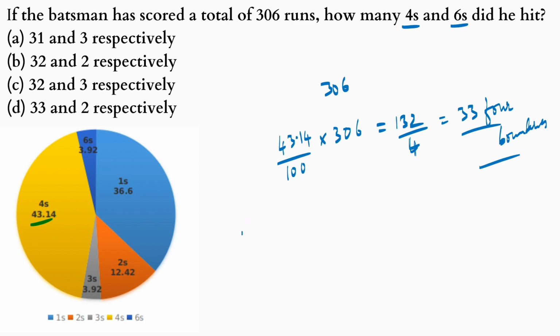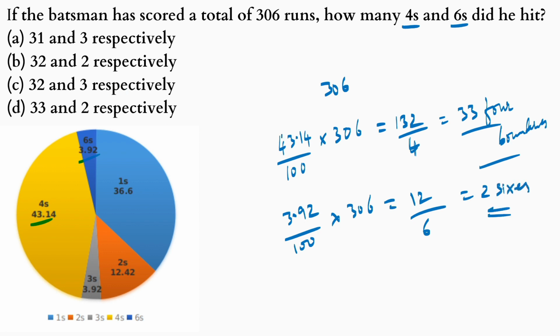What about sixes? The percentage of sixes is 3.92 by 100 into 306. This is equal to 12. So 12 runs are scored by him by hitting sixes. So how many sixes did he hit? He hit 2 sixes. So 33 and 2. Where is the option? 33 and 2. So D is the correct answer.